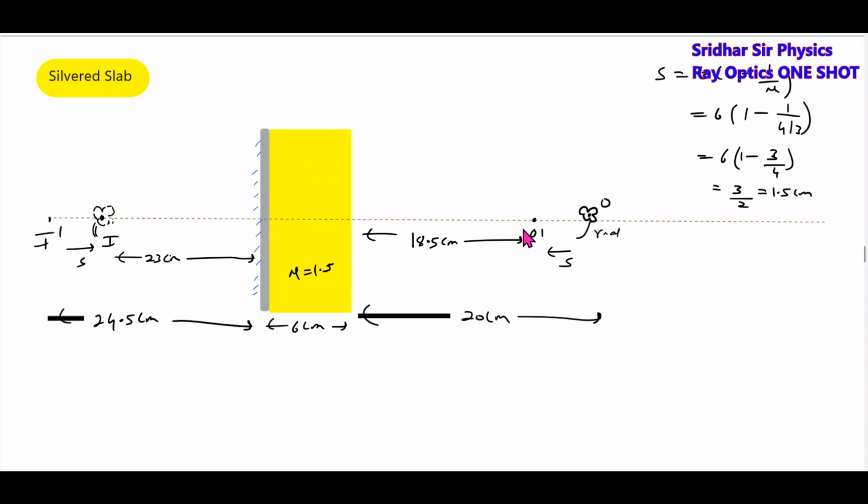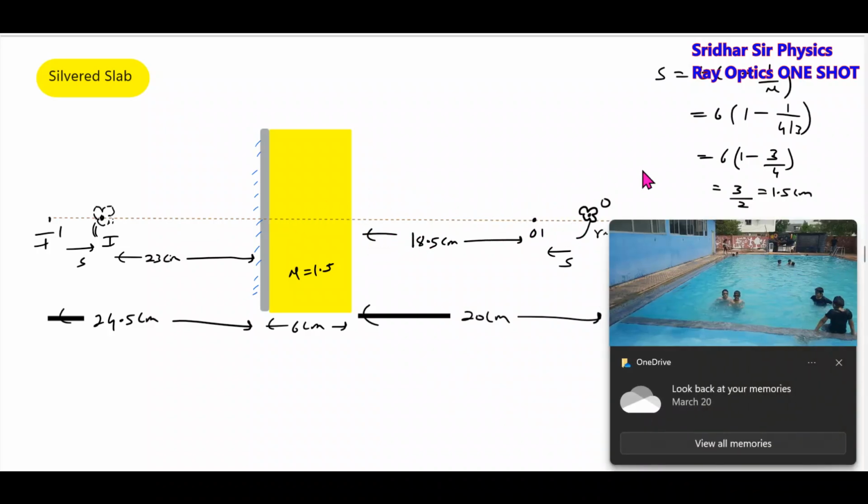So for the mirror, the object will not appear at O, in fact it will appear at O dash. What is the shift equal to? Thickness T, which is 6 centimeter, and the refractive index of the slab is 1.5. Substituting, we'll get the shift as 1.5 centimeter. Then the object was at a distance of 20 centimeters, now it will appear 18.5 centimeter from one end of the slab.